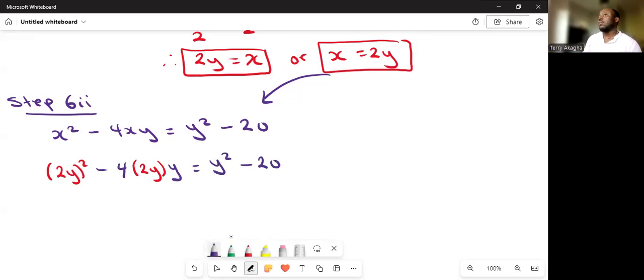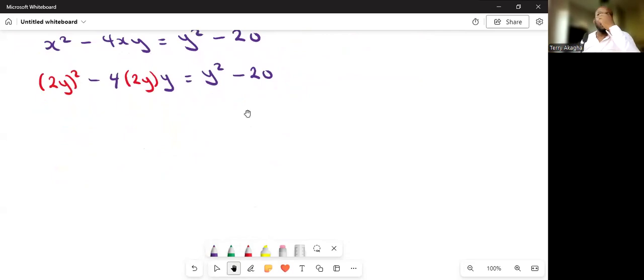So you see, in step 6, I said replace the value of x in terms of y into the original equation to get the value of y, right? So let us now get the value of y here. 2y squared is going to give us 4y squared, minus 4 times 2y, which gives you 8y squared, will be equal to y squared minus 20. So I can simplify the left-hand side, or I can just get y squared to the other side.